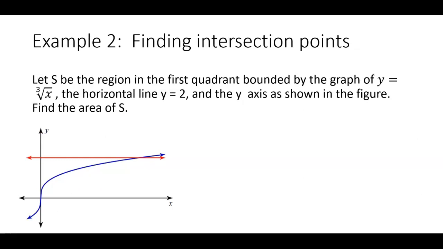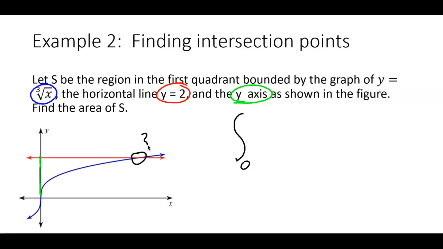I'm looking at this problem right now. Let's read it. It says, let S be the region in the first quadrant, bounded by the graph of cube root of x, that's the blue line, and the horizontal line, y equals 2, so that's the red line, and the y-axis, that's another line, so I'll include that. So I can tell that we're doing the integral, and we're starting at 0, but I don't know where we're stopping. It's where they cross there, but I don't know what that is yet. We'll get to that in a minute.